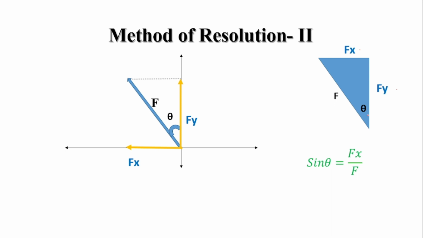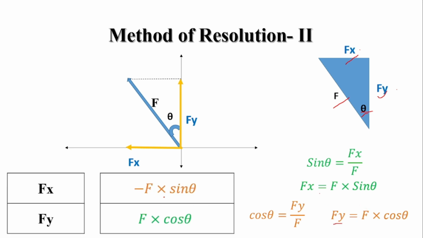Now we'll write the sine relation for this triangle. For this theta, this is the opposite side, this is the hypotenuse. So sine theta is equal to opposite upon hypotenuse, so fx divided by f. So fx becomes f sine theta. For this angle, this is the adjacent side, so cos theta is equal to fy divided by f. So we have got fy is equal to f cos theta. So in this way we have calculated the values of fx and fy. We'll put it in the table. Fx is equal to f sine theta, fy is equal to f cos theta. Okay, now the minus sign indicates it is pointed towards the left side and it is pointed towards the upside.